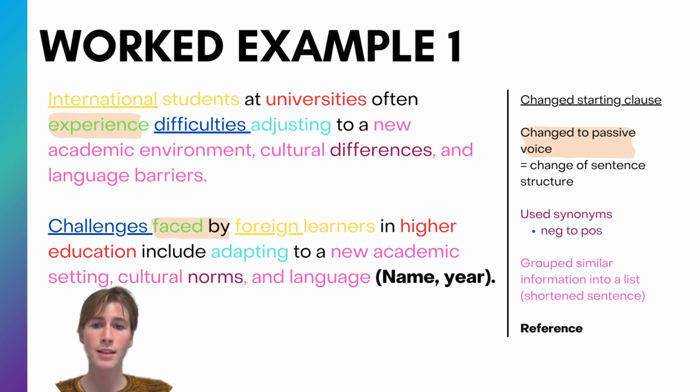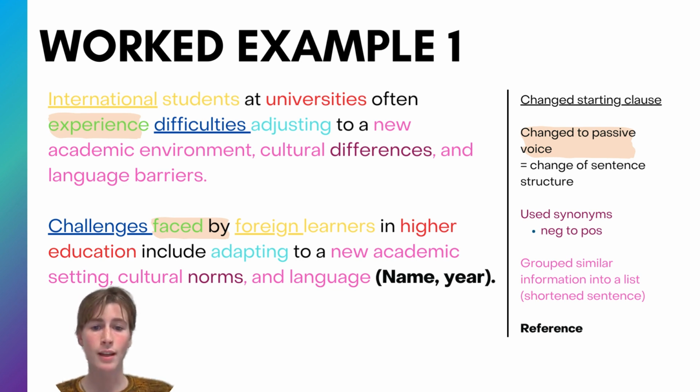First, we've changed the starting point from international students to challenges, which has moved students further to the middle of the sentence. This is underlined. We've also changed a lot of words to their synonyms. Each pair is a different colour. Some of these are international students to foreign learners, universities to higher education, experience to face, difficulties to challenges, adjust to adapt, differences to norms. Notice that this last one, differences to norms, changes from negative to positive.